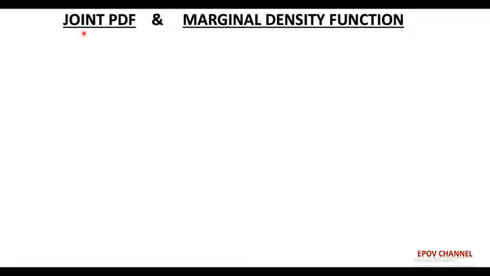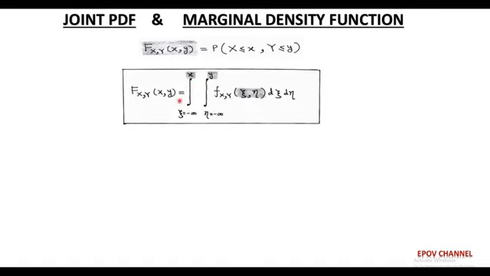Now we extend our discussion with joint PDF to marginal density function. To explain the concept of marginal density function, we consider a joint distribution function denoted by capital F function x comma y, that is equals to probability of occurrence of events x less than equals to small x comma y less than equals to small y. This joint distribution function can also be recovered from joint PDF using double integration.